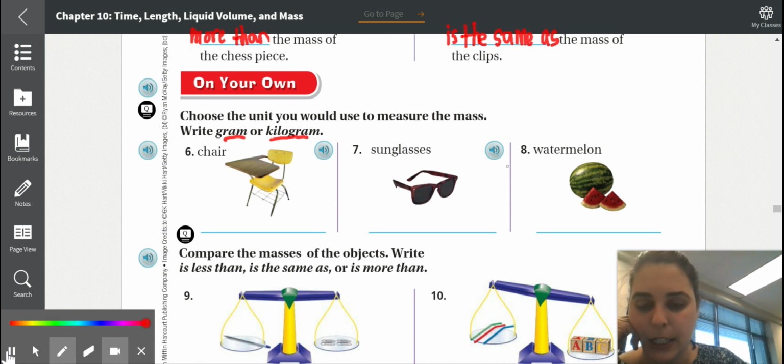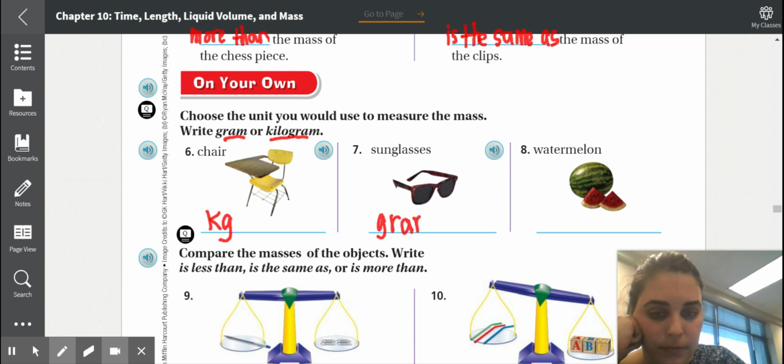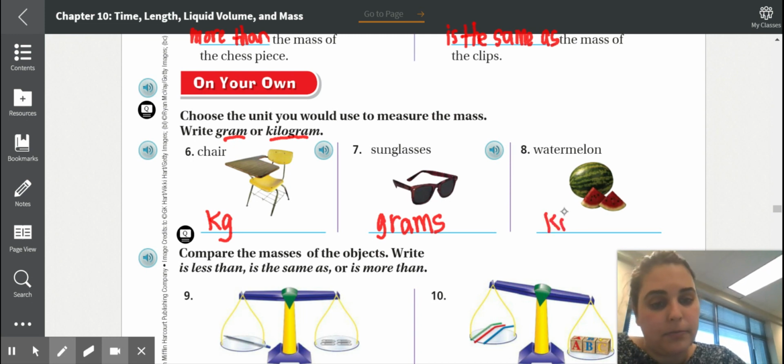All right, let's correct. If you said kilograms for the chair, that is correct. So we can just write kg, or you can write out the word kilogram. Sunglasses, if you said grams, you are correct. Watermelon, if you said kilogram, that is correct. I'm going to write this one out.